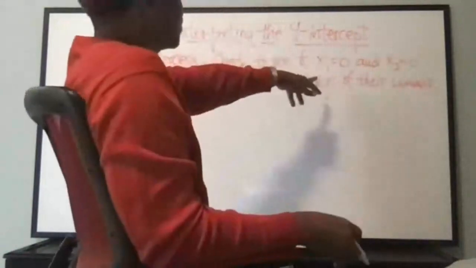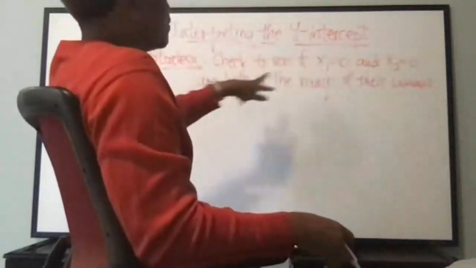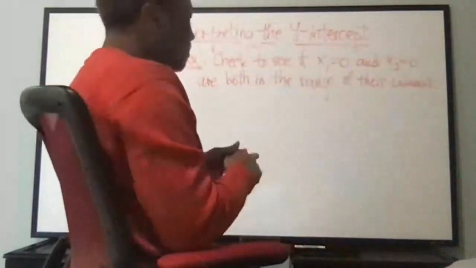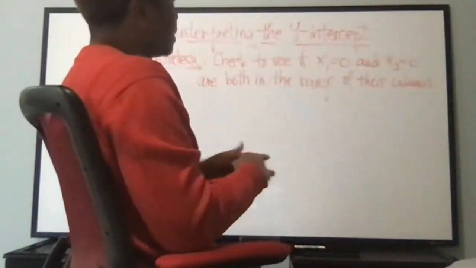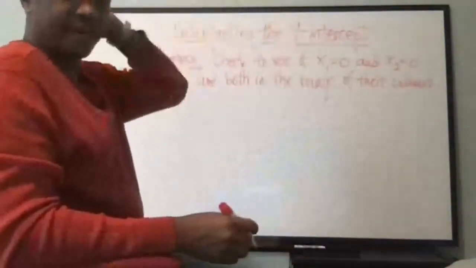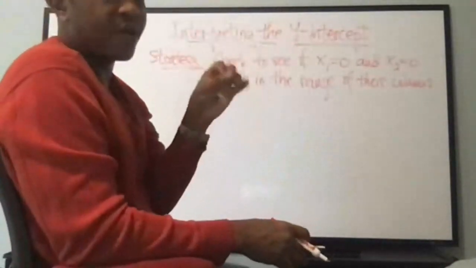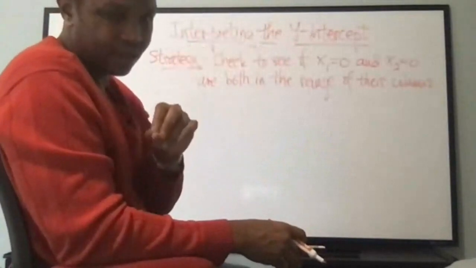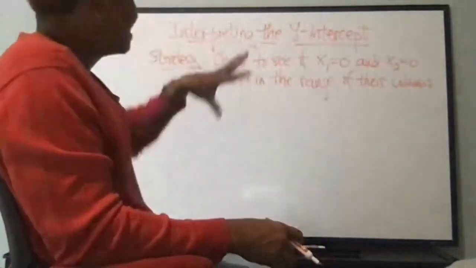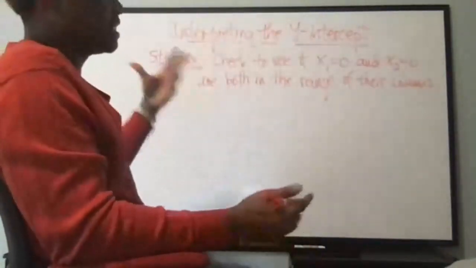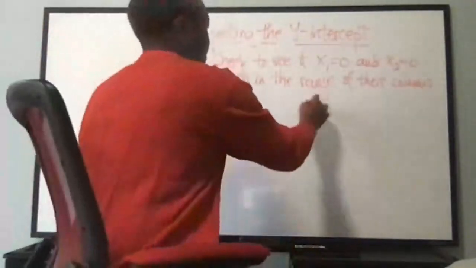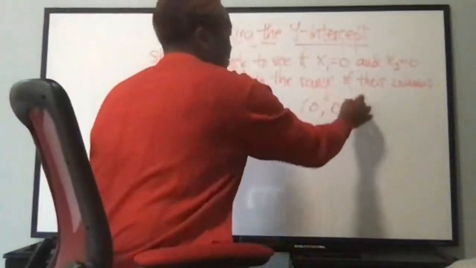Check to see if x1 equals 0 and x2 equals 0 are both in the range of their columns. Why am I saying that? Because the y-intercept, remember in simple linear regression, the y-intercept is always 0, comma b. Remember we talked about that? Well, in this case, the y-intercept is, guess what? 0, 0, comma b.